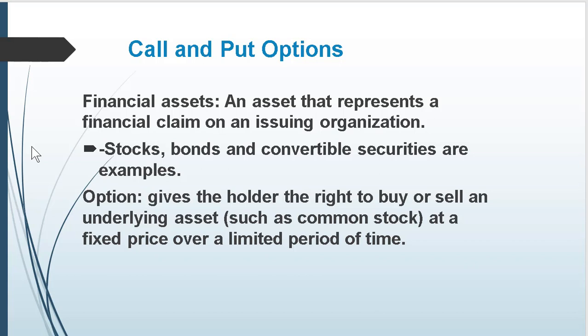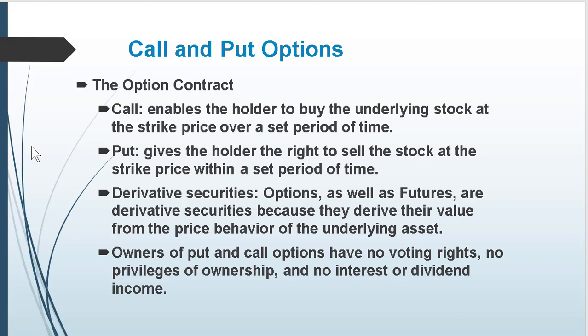These are obviously financial assets, but they represent a claim on another asset. This is what we refer to as derivative securities. So stocks, bonds, and convertible types of securities are what we refer to as financial assets. An option is the right to buy or sell an underlying asset, such as common stock, at a fixed price for a certain period of time. So for the contracts, there are 2 types. One is a call and one is a put.